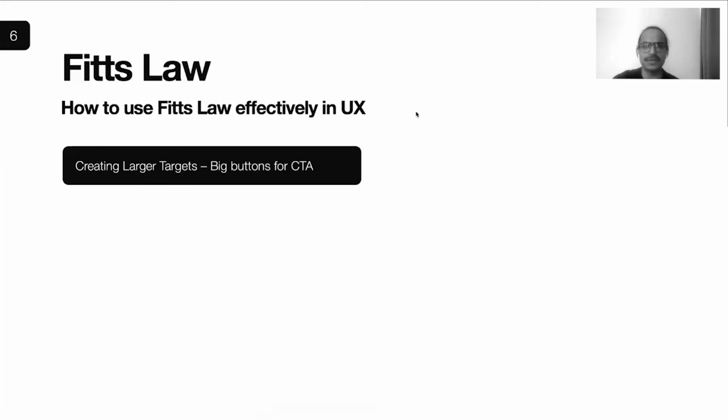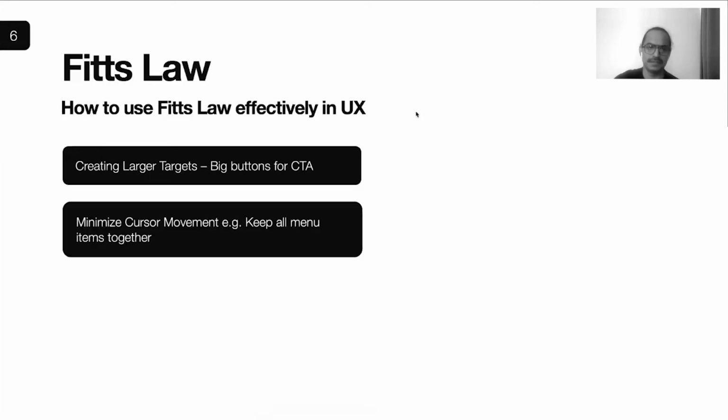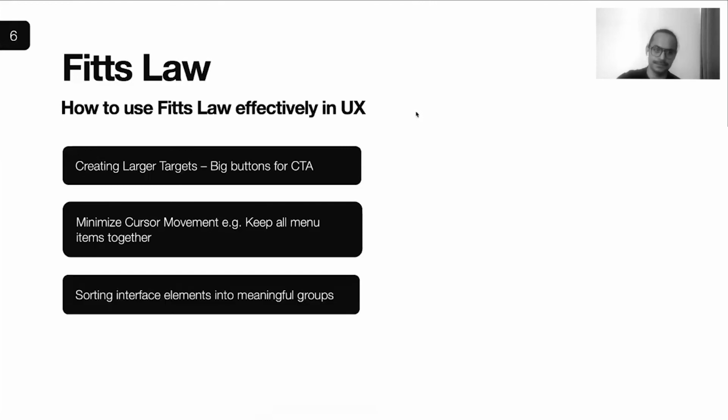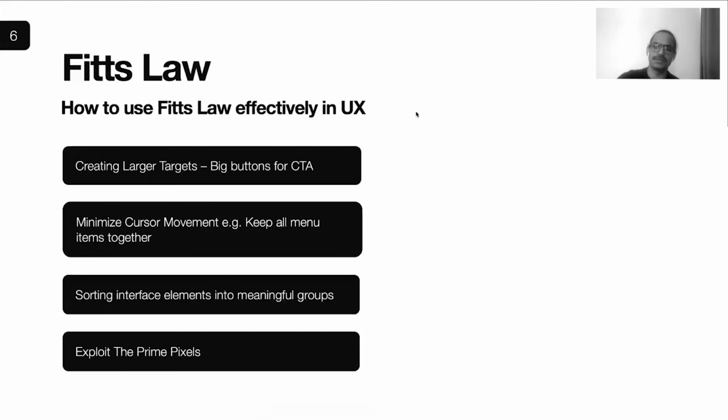And how to use Fitts's law? Basically, create large buttons and minimize cursor movement. You should group things together. It should not be that the copy is in one place and the action in another place. It should be grouped and used as a unit. The other is sorting things into meaningful groups: categorize, group together, and sort properly. That's what Fitts's law says. In Google search, at the top we have all the quick links. This also exploits the prime pixels.